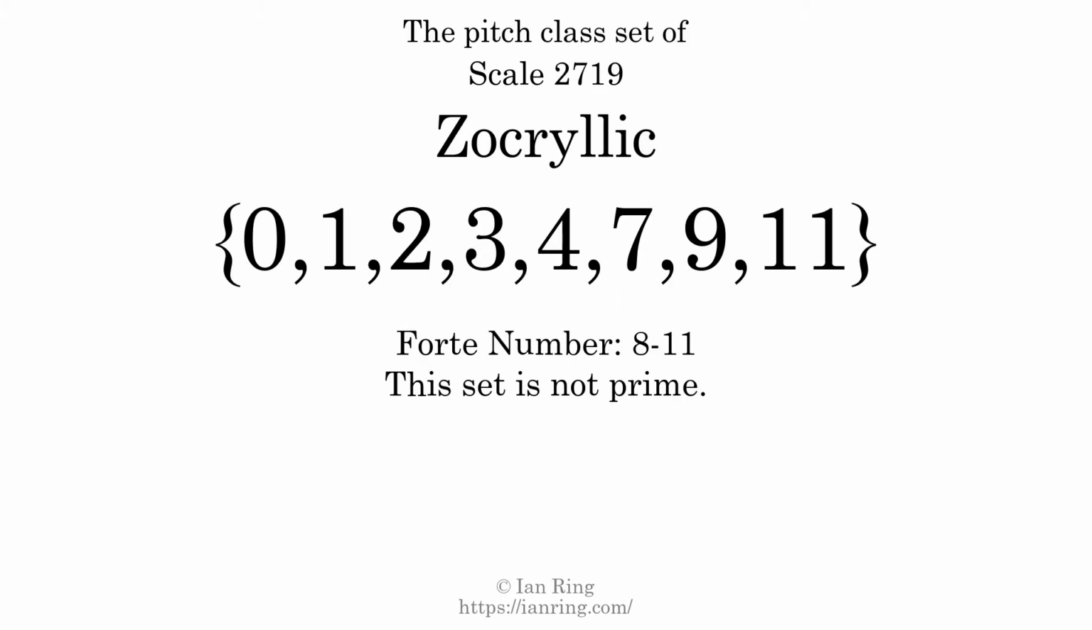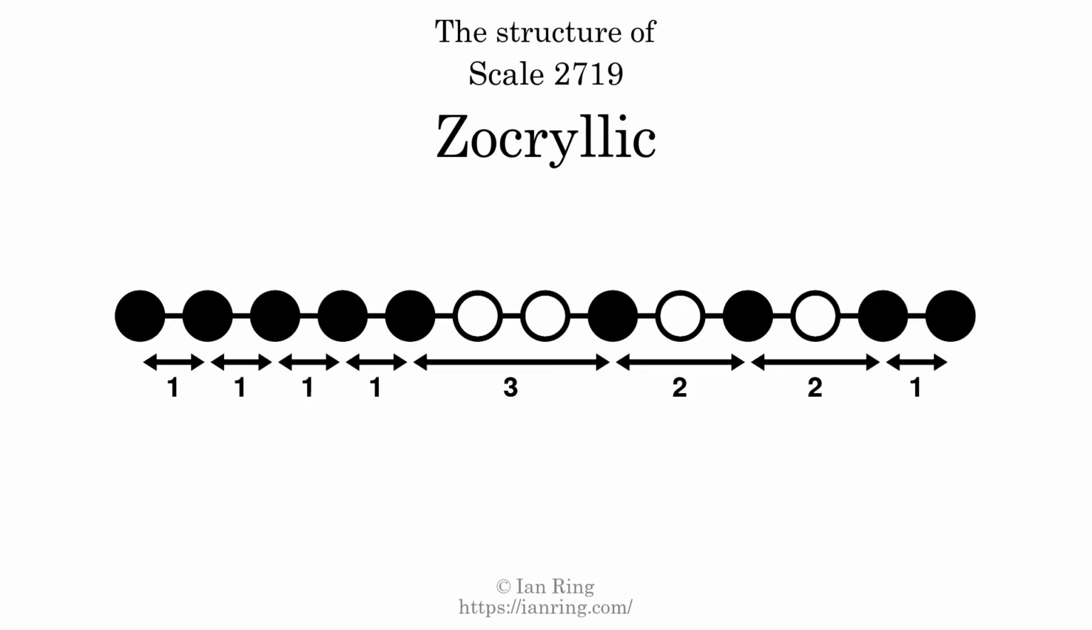The pitch class set for this scale is 0, 1, 2, 3, 4, 7, 9, 11. The Forte class is 8-11. This set is not prime. The structure of a scale is a description of the interval distance between each successive tone. This scale has a structure of 1 1 1 1 3 2 2 1.